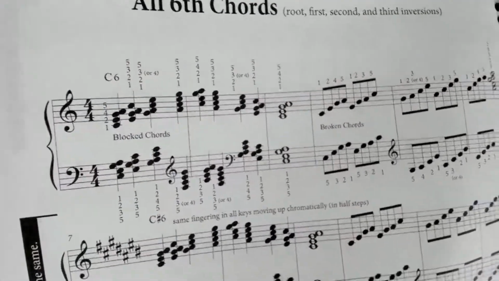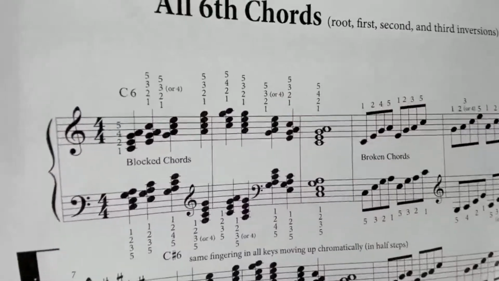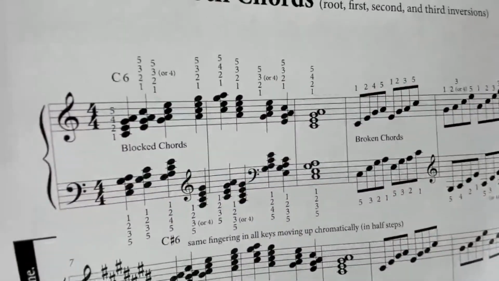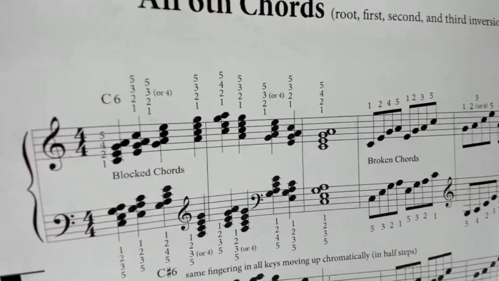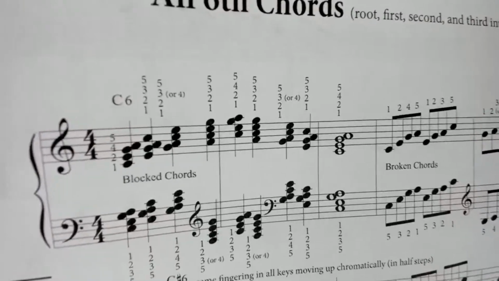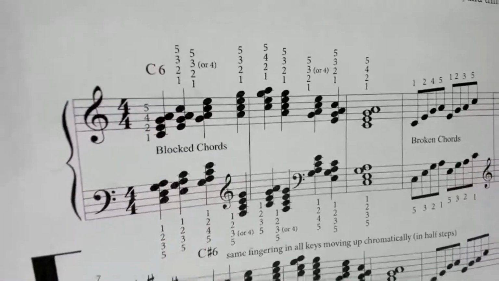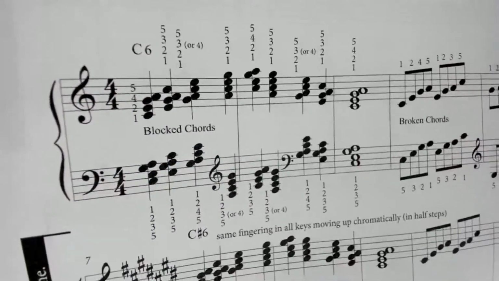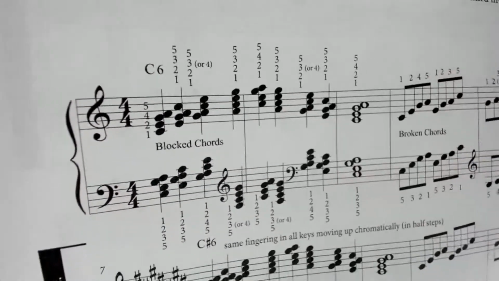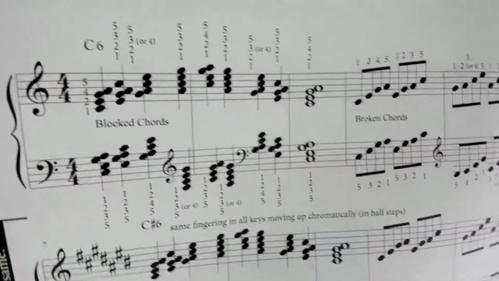In the first two measures, we have the C sixth chord, root position. First inversion is E, G, A, C. Second inversion is G, A, C, E. Third inversion is A, C, E, G. And then we're back up to root position, C, E, G, A. And then we can come back down. You can break it apart.